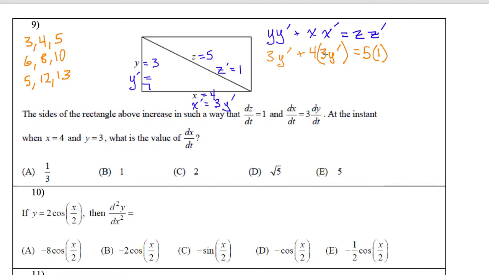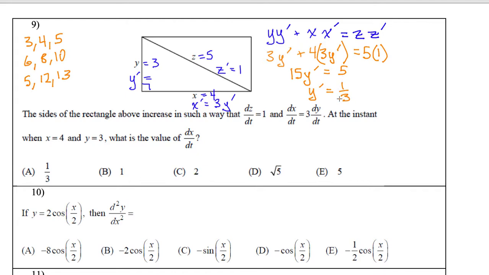3 times 4 is 12. So I have 12y prime here, and 3y prime. 3 plus 12 is 15. So I have 15y prime is equal to 5. Therefore, y prime is equal to what? 1/3. Yeah, so I divide both sides by 15. 5 divided by 15 reduces to 1/3.